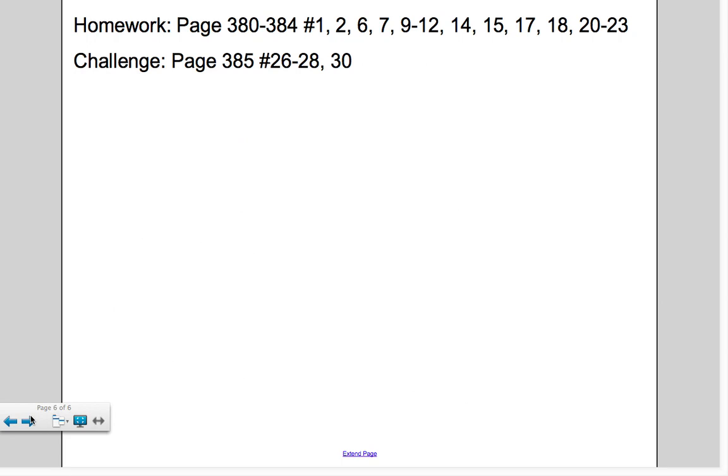Is this for homework? I love this challenge option. It's not an option. Do your homework. If you want to do more, you can do the challenge.